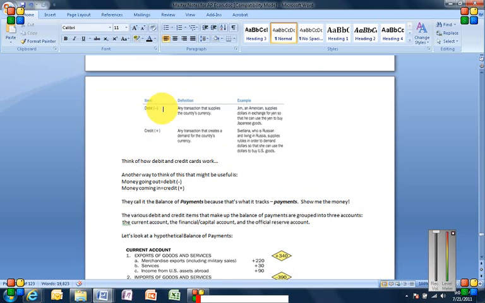On the top line you'll see for a debit we have any transaction that supplies a country's currency, and an example could be Jim, an American who supplies dollars in exchange for yen so that he can use the yen to buy Japanese goods. Typically, when you're going to buy a good, a service, a factor of production from somebody in another country, they're going to expect you to pay them in their currency.